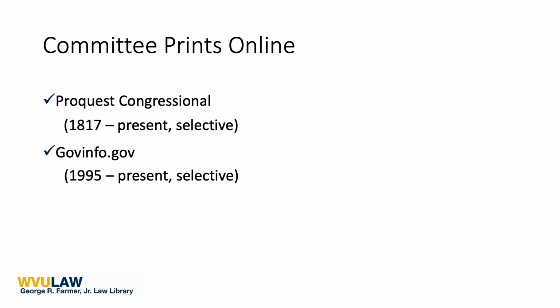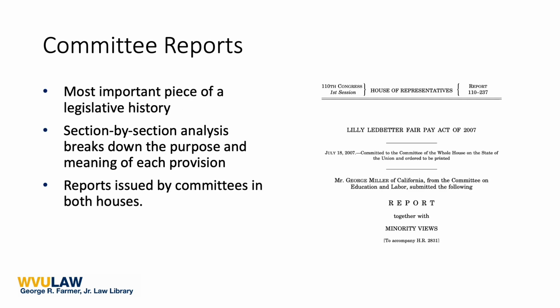Committee prints are available from ProQuest Congressional and govinfo.gov. Committee reports are the most persuasive document in legislative history. Committee reports articulate the rationale behind the committee's recommendation with regard to legislation or other legislative action, as well as the text of the bill. Reports are issued by committees in both the House and the Senate.